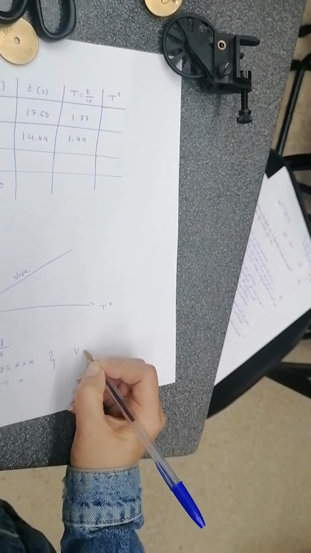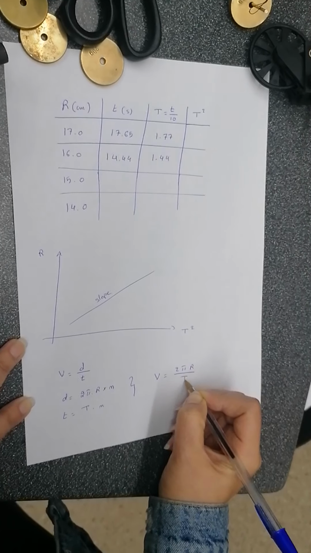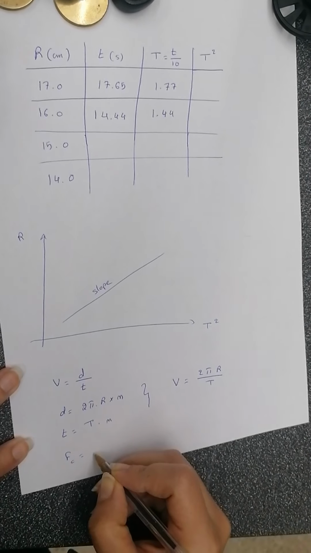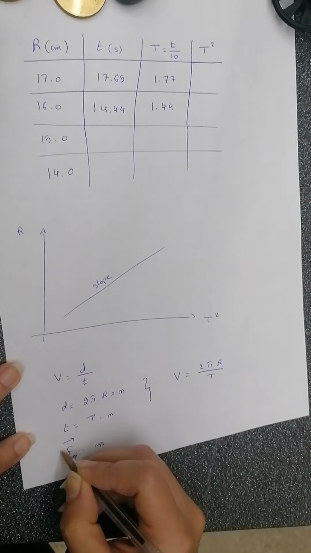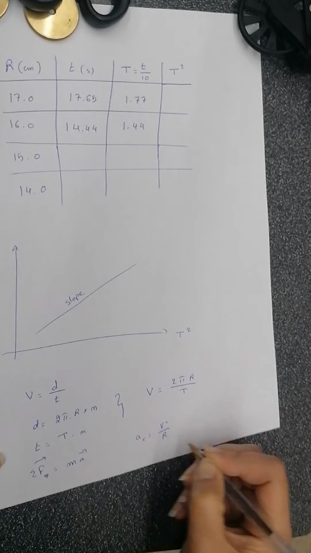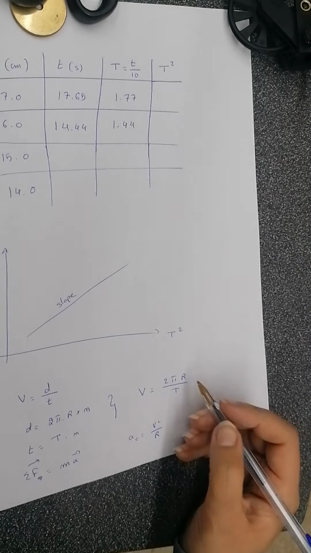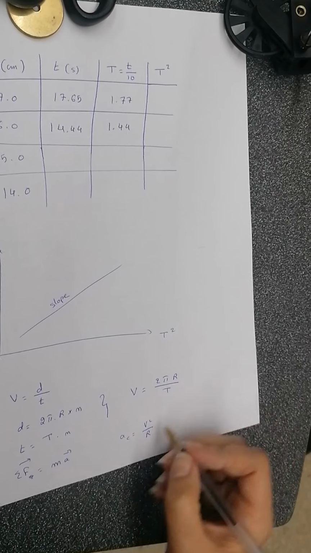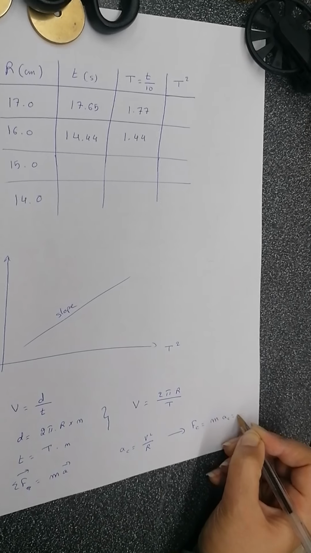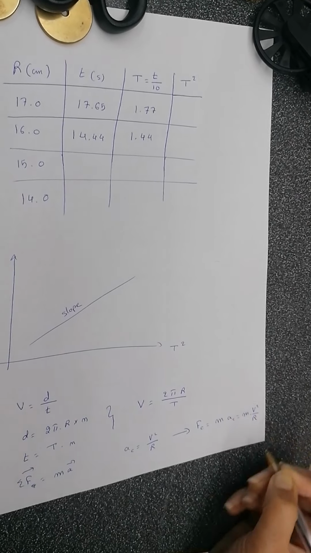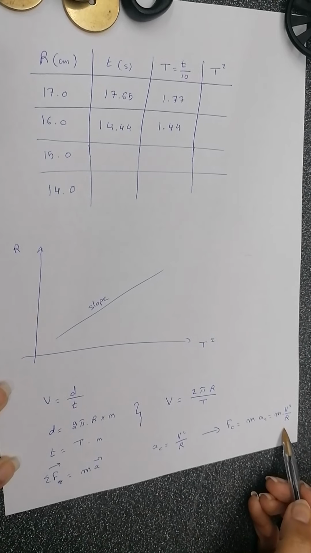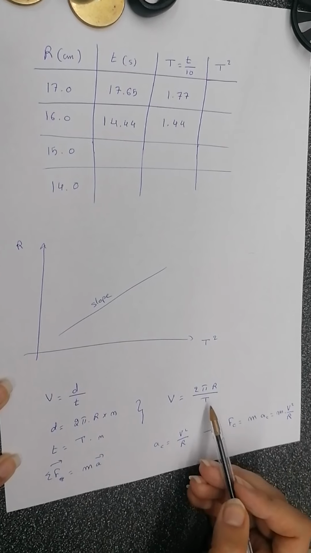rotations. So v is 2 pi r over the period t. And as we know, using Newton's second law, Fc is sigma F, which is ma, and ac is v squared over r. So Fc is equal to m ac, which equals m times v squared over r. And we have the relationship between v, r, and t, so we can obtain the relationship between v, t, and Fc.